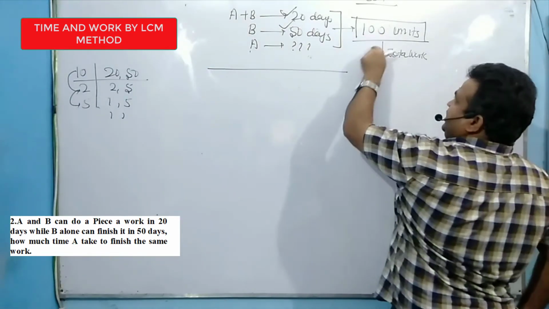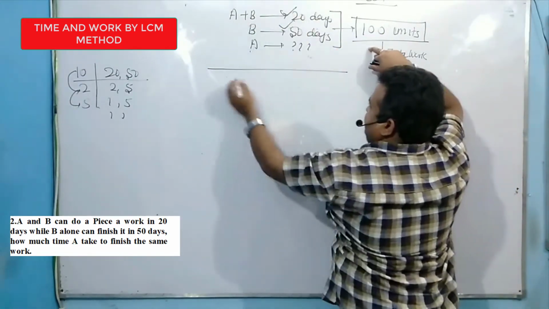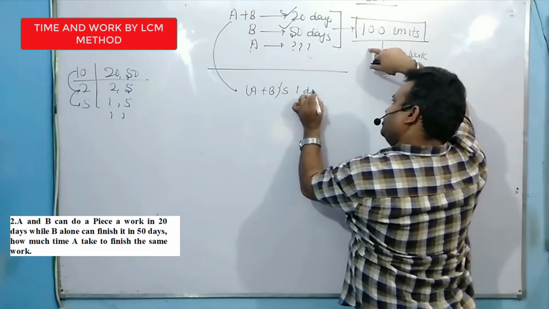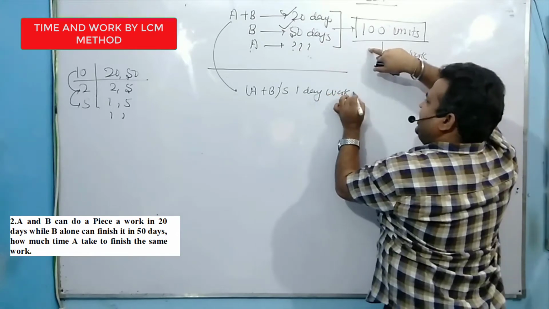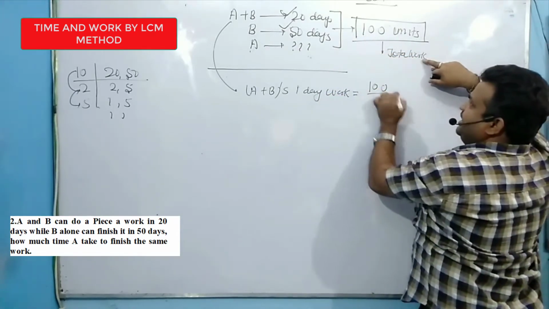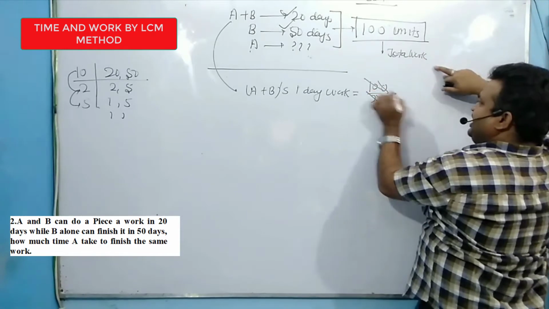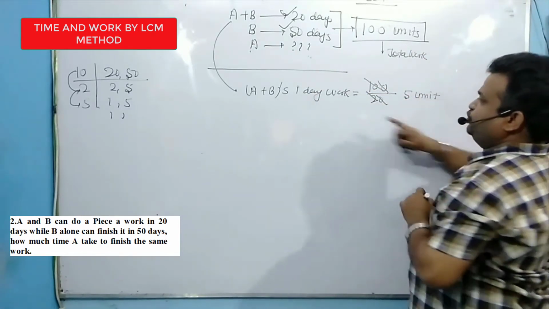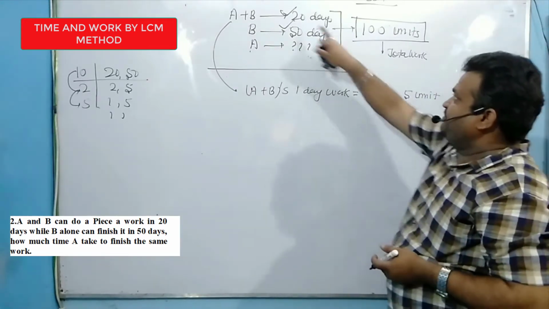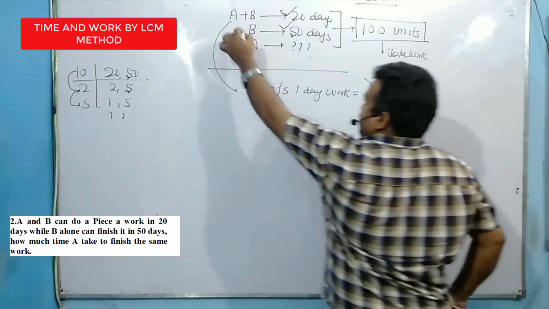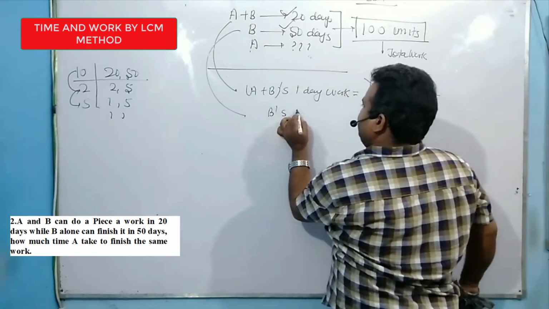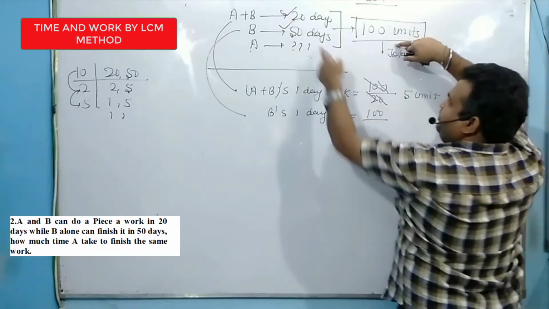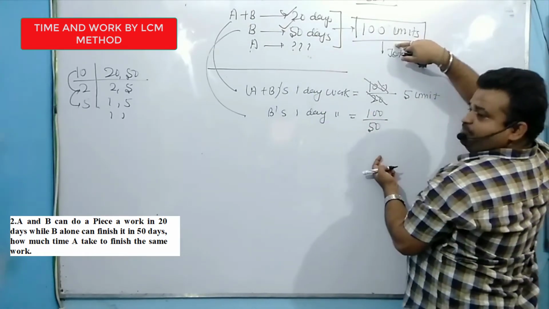Now to complete 100 units, A and B together take 20 days. So what is A plus B's one day work? My A plus B's one day work is 100 divided by 20. So it means A and B together one day work is 5 units. So A and B together make 5 units per day, and in 20 days they complete 100 units. Now B alone takes, so what is B's one day work? My B's one day work is total 100 units, 50 days B takes to complete the job.